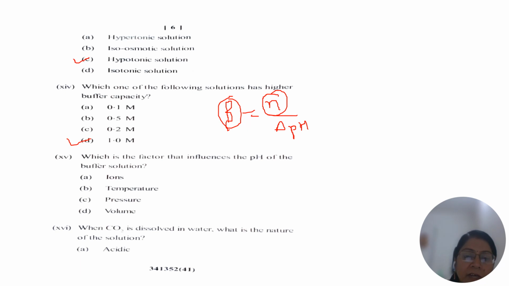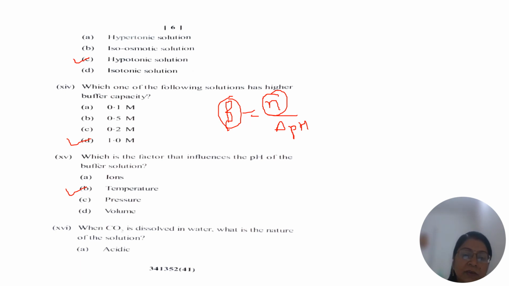Which is the factor that influences the pH of the buffer solution? The factor which influences the pH of a buffer solution is temperature. You must have seen that in a pH meter there is also a temperature knob. Temperature actually affects the hydrogen ion concentration, so temperature will be the answer.